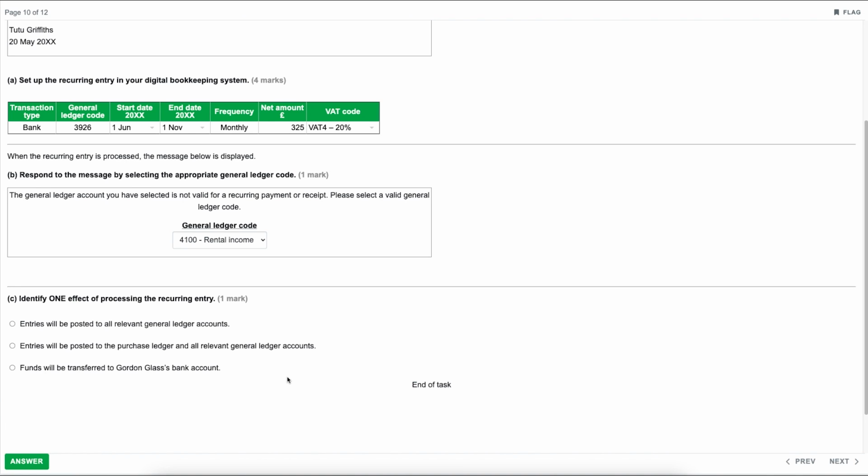So let's think about each of these and see if they display the correct effect. So the first one, entries will be posted to all relevant general ledger accounts. I mean, that is absolutely true. It will be.